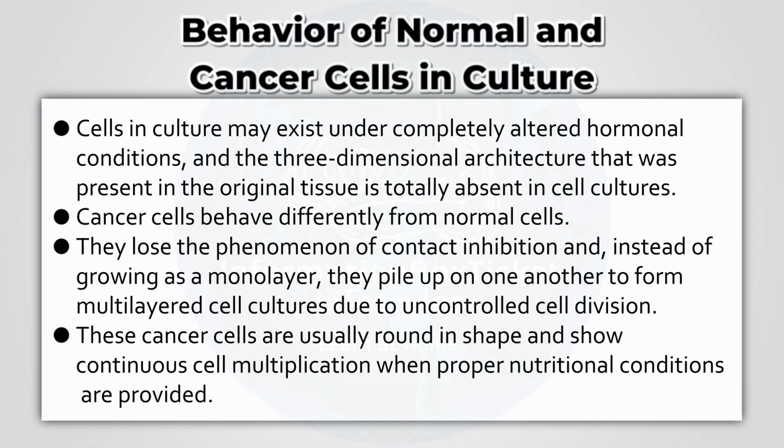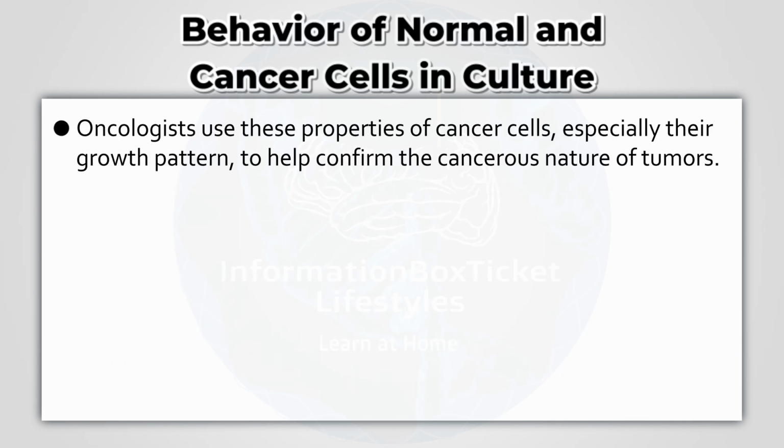These cancer cells are usually round in shape and show continuous cell multiplication when proper nutritional conditions are provided. Oncologists use these properties of cancer cells, especially their growth pattern, to help confirm the cancerous nature of tumors.